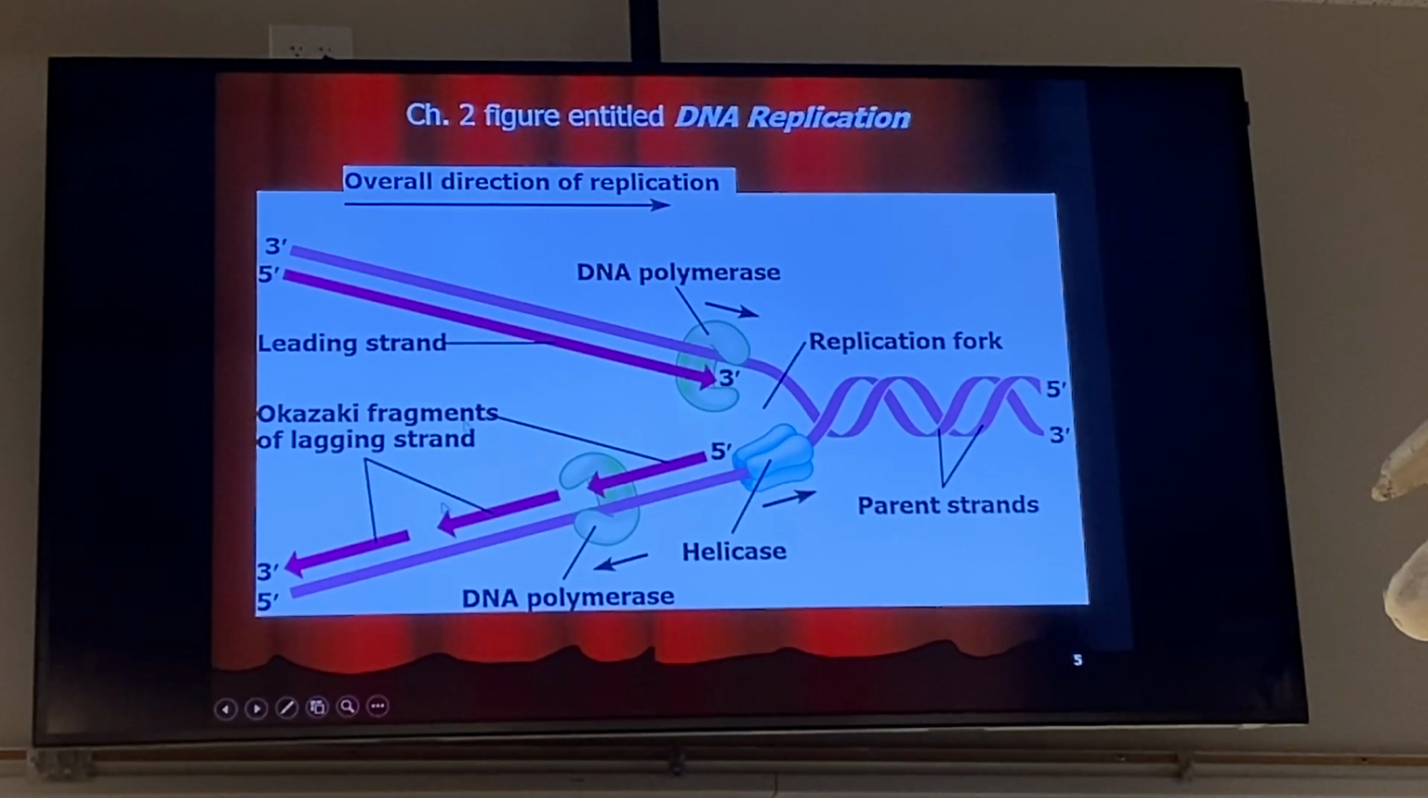This is what is referred to as the lagging strand, and the reason it was found out is that some Japanese biologists found these DNA fragments in a cell that was doing DNA replication. They named them after the guy that discovered them, Okazaki fragments. That is what is called the lagging strand.